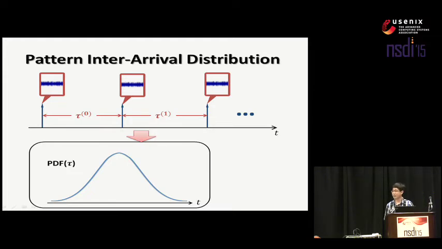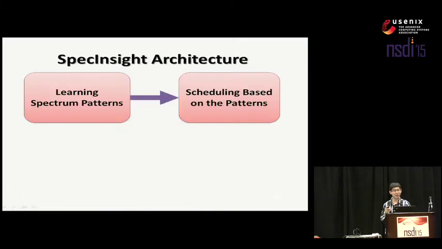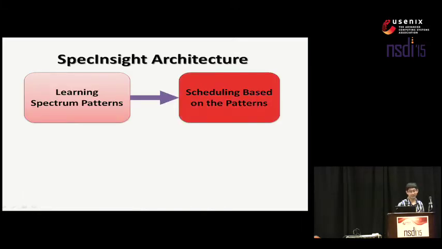If the signal is periodic, the period of the signal is equal to the mean of the distribution. And the standard deviation of the distribution tells you how dynamic the signal is. The higher it is, the more dynamic the signal is, and it's harder to predict. And once we learn this distribution, we can go on and schedule based on it.